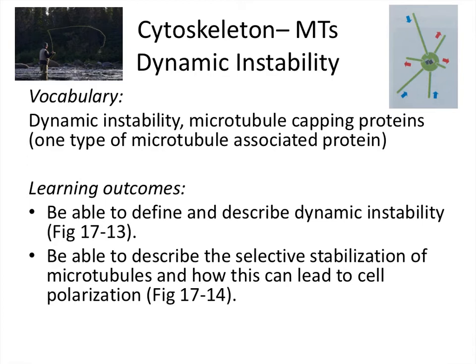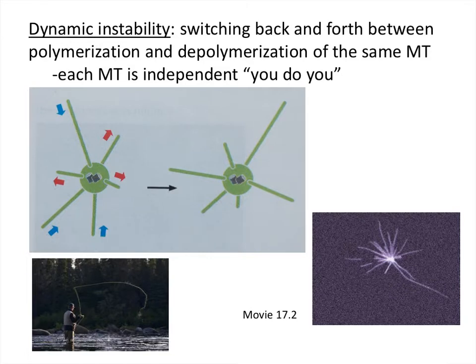This is the cytoskeleton, microtubules, dynamic instability. Dynamic instability is a process which specifically describes microtubules, so you should definitely associate dynamic instability with microtubules only. And this is the switching back and forth between polymerization and depolymerization of the same microtubule.